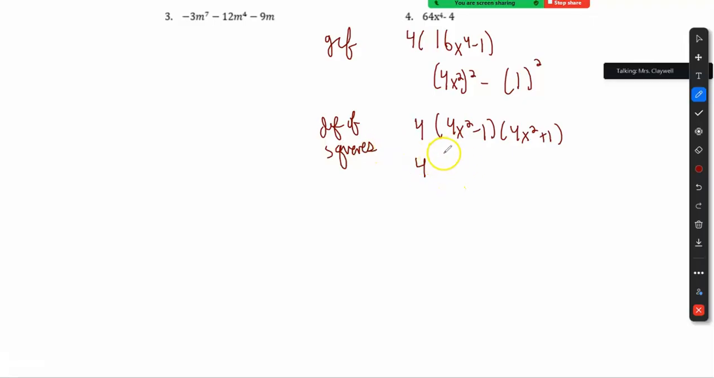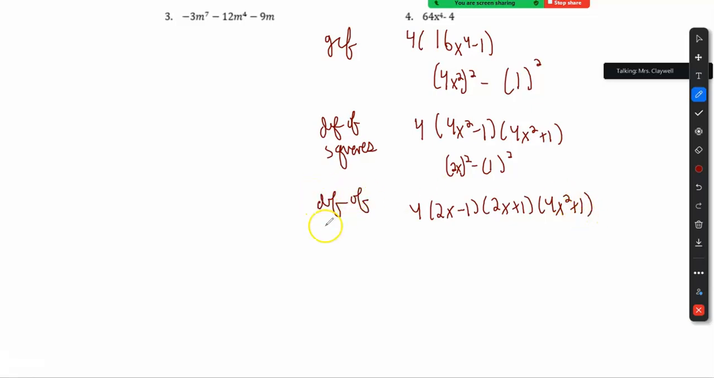I have my 4. I see this looks like it's difference of squares again, a 1 and a 2x. So I have 4, 2x minus 1, 2x plus 1, 4x squared plus 1. And this is difference of squares again as my method. So sometimes we use multiple methods. This is not difference of squares for number 4.